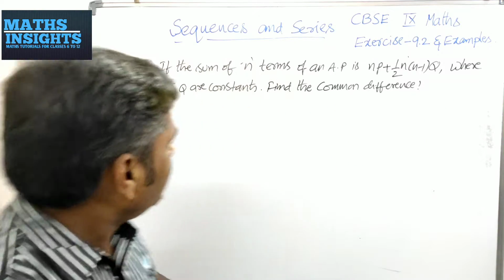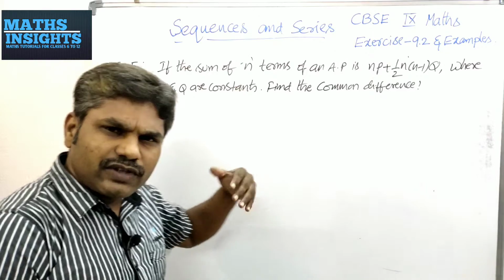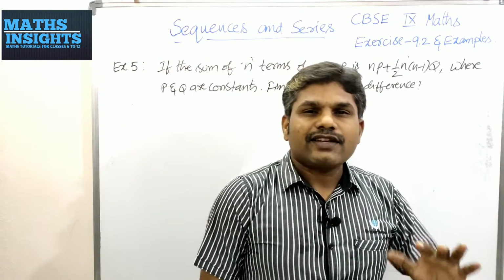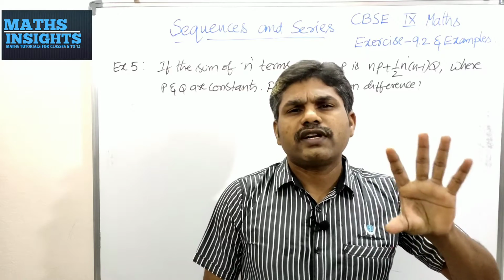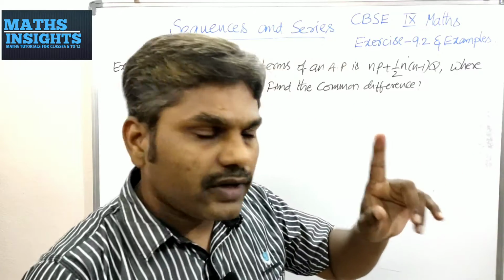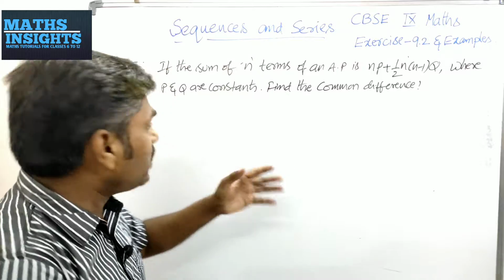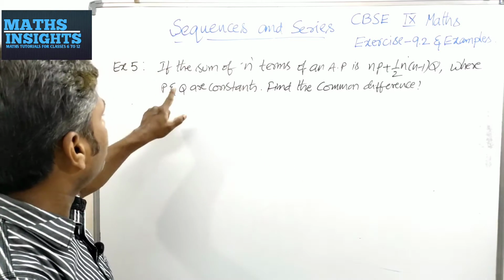Next example is actually example 5. Whatever we discussed previously, that was example 4. Inadvertently, mistakenly I have written it as 5. Actually that was 4, and now the example 5.